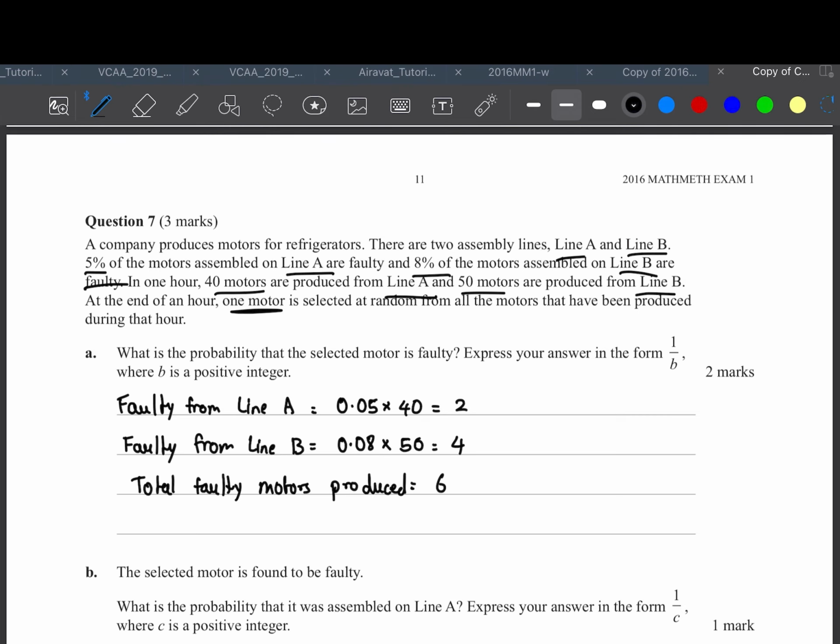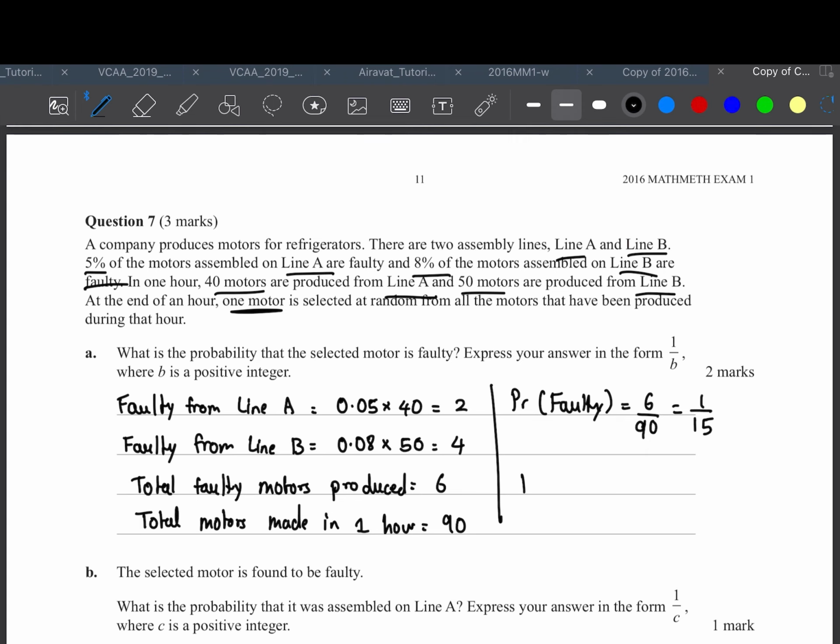And how many motors are made in 1 hour, like total amount of motors? So total motors made in 1 hour is going to be 90. 50 from line B and 40 from line A. So probability of it being faulty is going to be 6 on 90, which is going to reduce down to 1 on 15. So B is going to be 15. So 1 mark for the correct working out and 1 mark for the answer. That's your 2 marks over here.